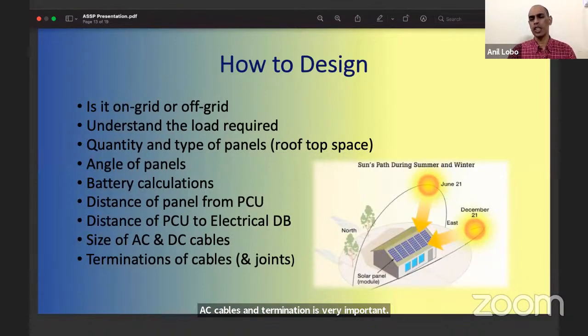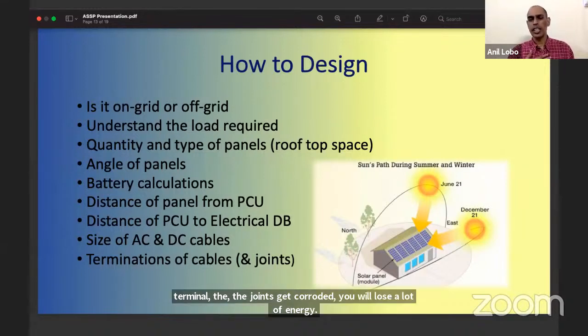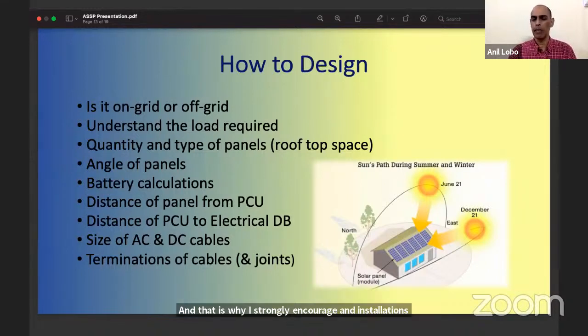And there's a reason why I'm telling you terminations are important. In humid, corrosive environments, especially along the coastline, all the way from Gujarat down to Kerala and from Tamil Nadu all the way to West Bengal, these areas in India have a very corrosive environment. If your terminations are not done properly and the joints get corroded, you will lose a lot of energy. And that is why I strongly encourage, and in installations that I do, soldering of the cables for the MC4 connectors. And I ensure that it is taped up to prevent any moisture ingress.